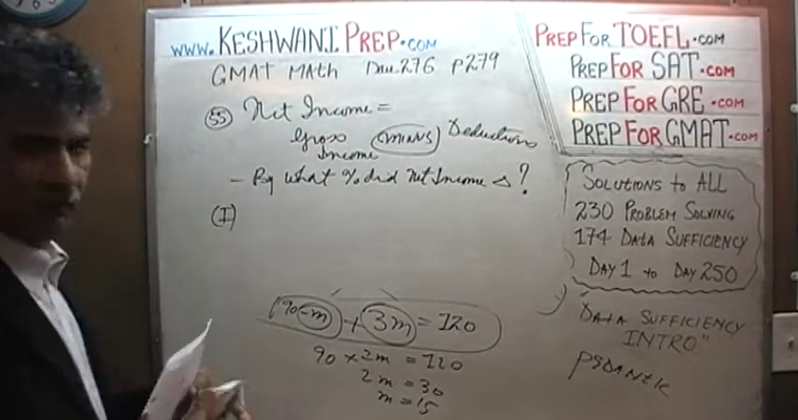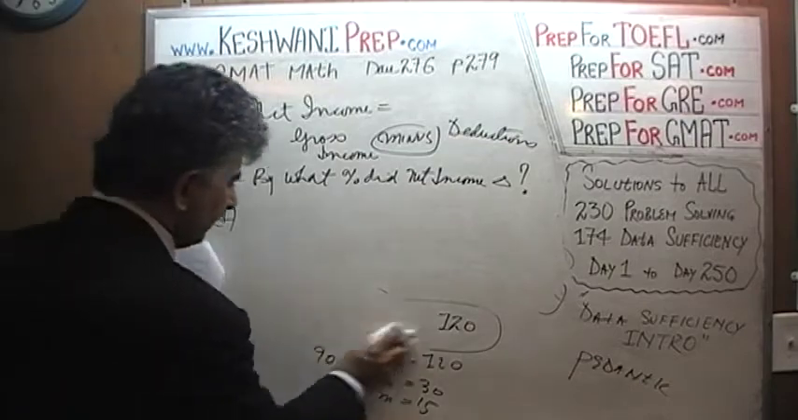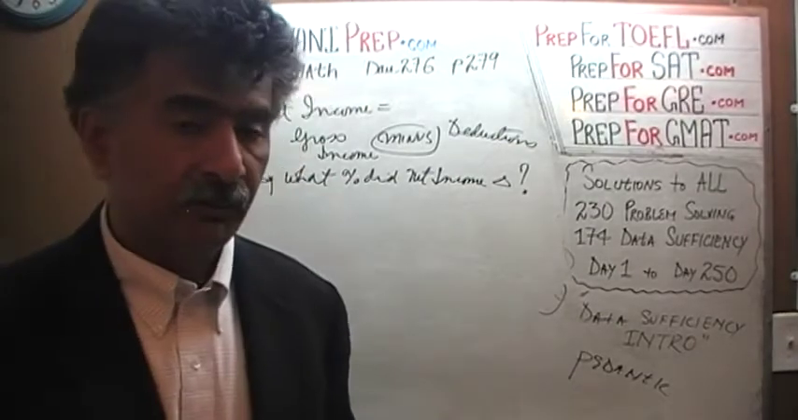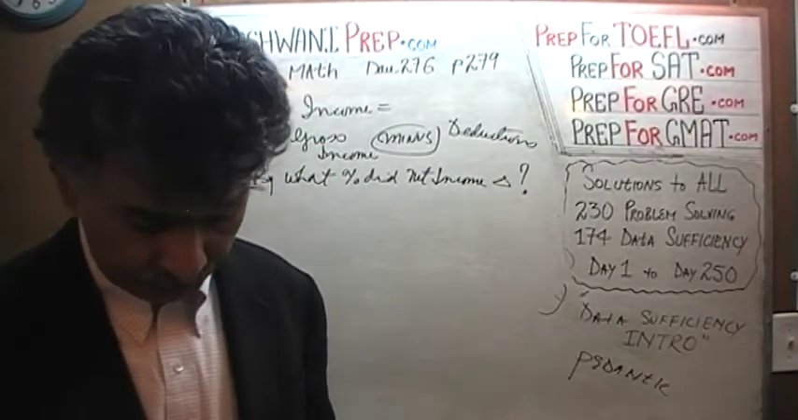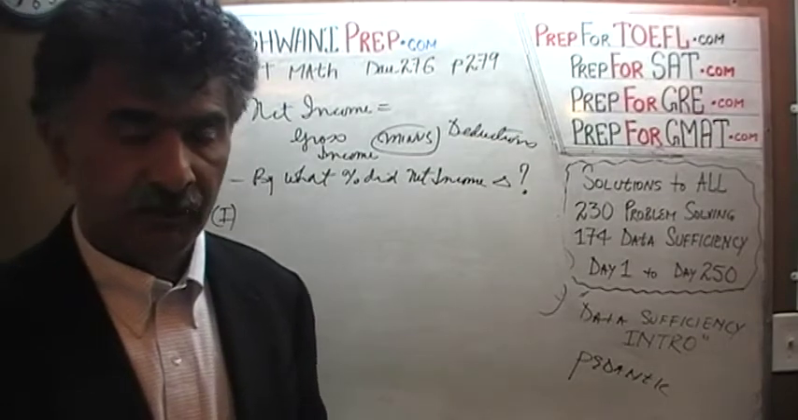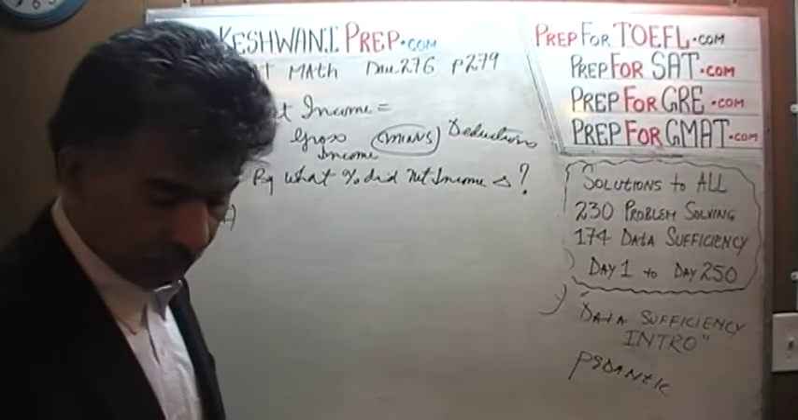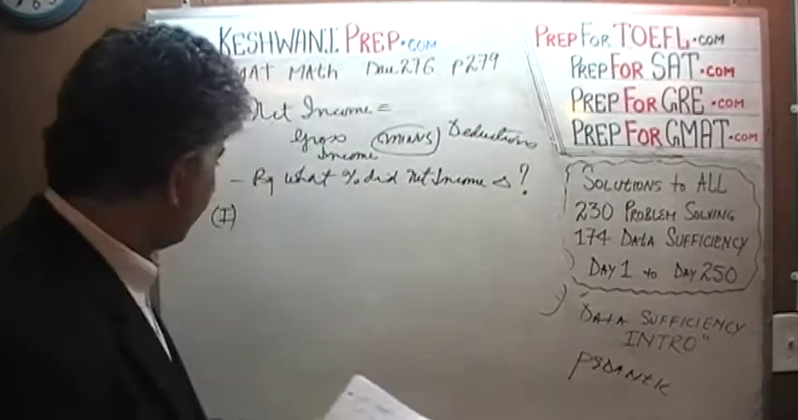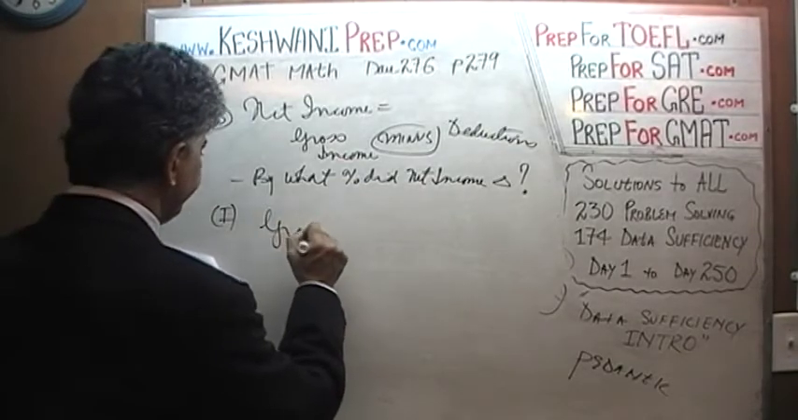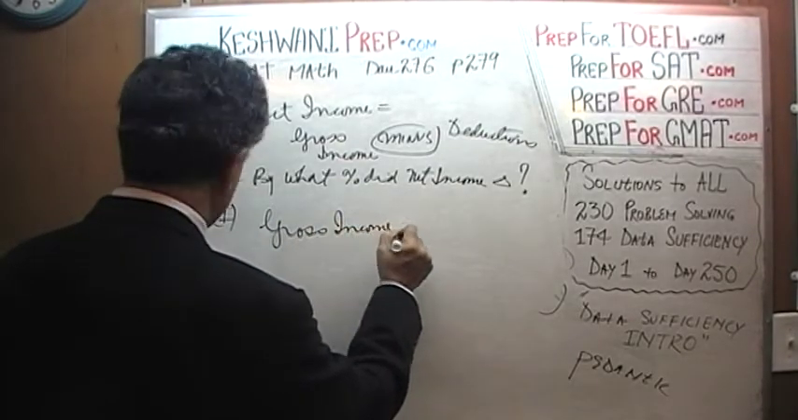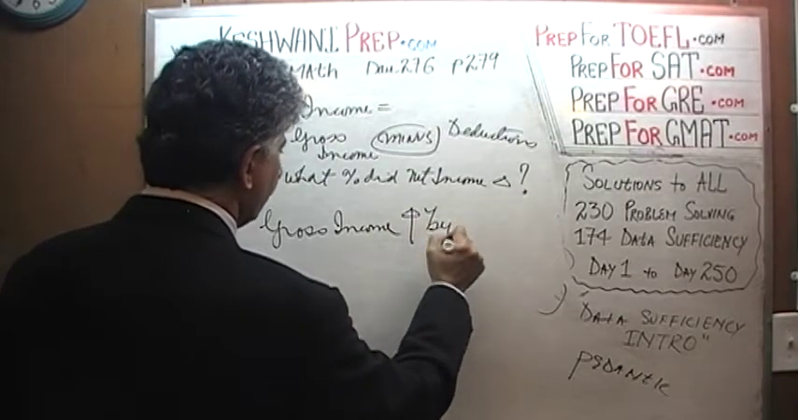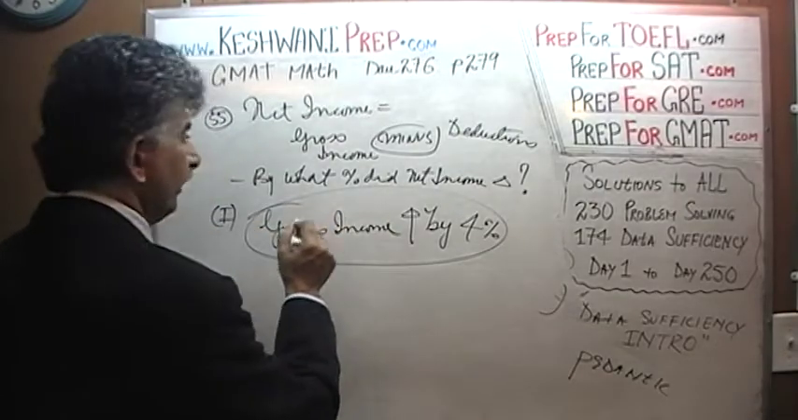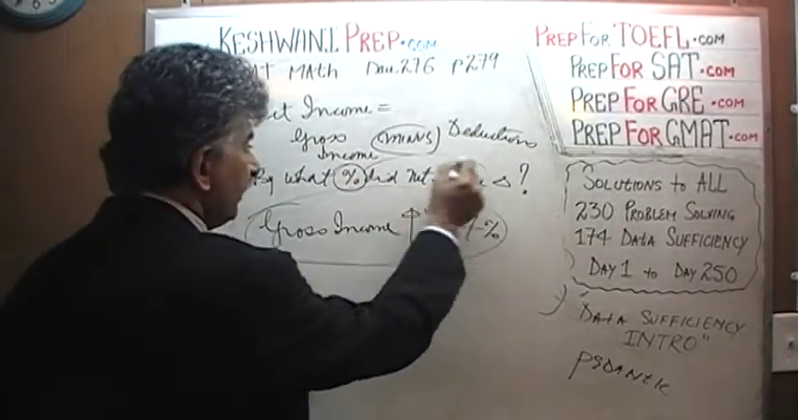Let's look at the first statement, shall we? By what percentage did the net income change if we are told that net income is defined as your gross income minus all the deductions for taxes and pensions and health insurance and what have you. The first statement tells us that the gross income has gone up by 4%. Now, do you really think that knowing that the gross income has gone up by 4% is going to enable us to figure out the percentage change in our net income?